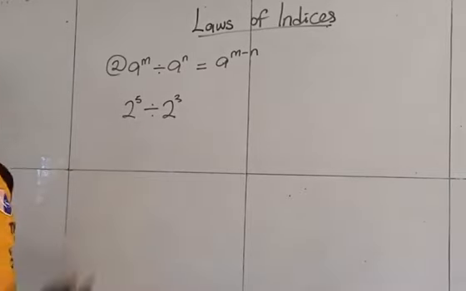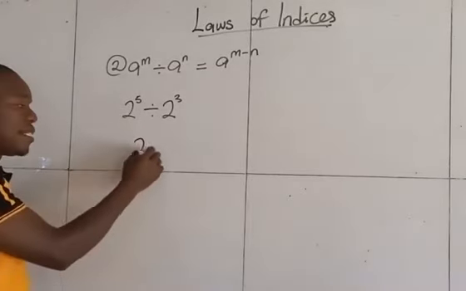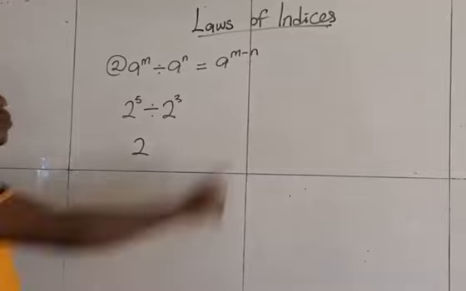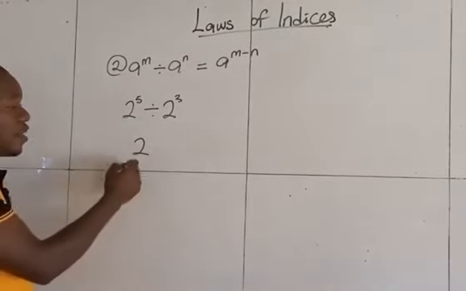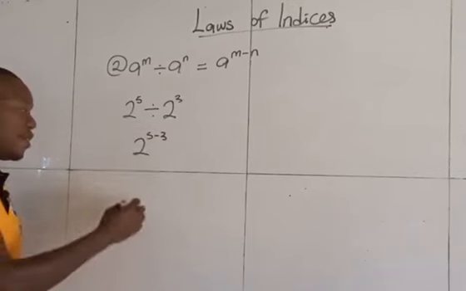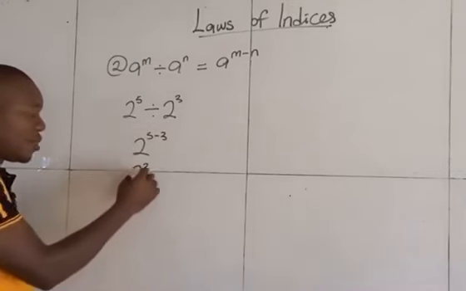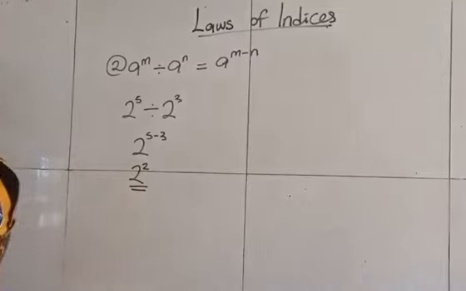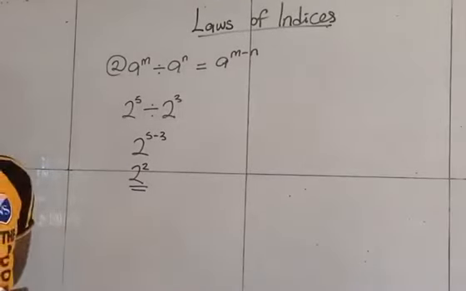So since the bases are the same, I will pick out the common base, and in this law, I will subtract the powers. That will give me 2 raised to the power 5 minus 3. And 5 minus 3 is 2, so 2 raised to the power 2. Answer, a simple illustration of the second law of indices.